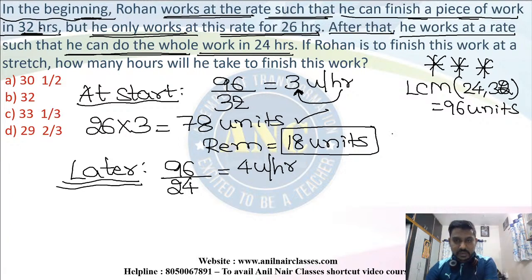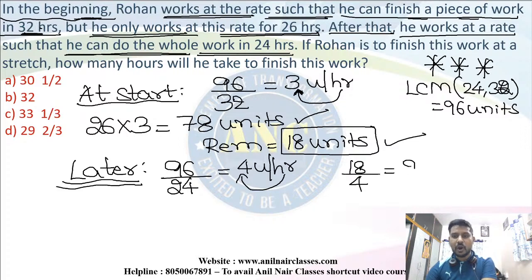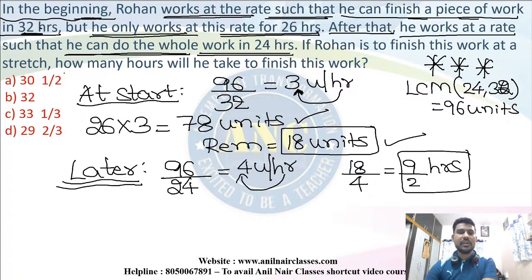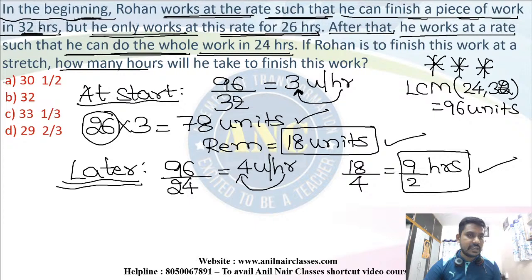And there are only 18 left out. In 1 hour, 4, to complete 18, it is 18 by 4 hours or 9 by 2 hours. So, the question says, in total if he stretches out, how many hours will he take to finish the work? First 26 hours he worked and then he worked for another 4.5 hours. 26 hours plus 4.5 hours is 30.5 hours, which is nothing but option A. Beautiful question. Very, very simple question. In fact, I did not say it is a difficult question, but it is a very, very beautiful question.